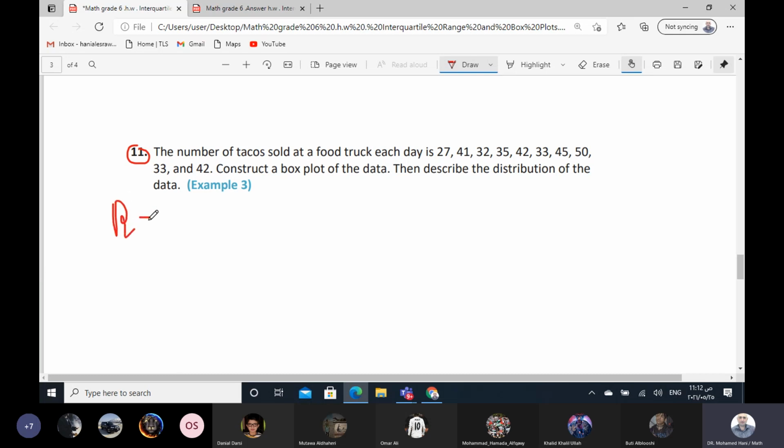Great. Omar, tell me, what is the range here? Here the range is 27 and 50. 50 minus 27 will be 23. Then how to find the interquartile range? We put the numbers in order from least to greatest. Yes, tell me what is the right order from least to greatest?